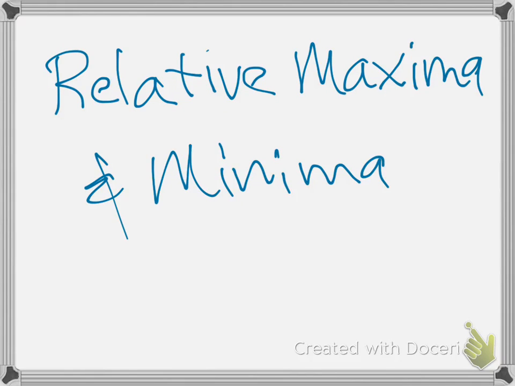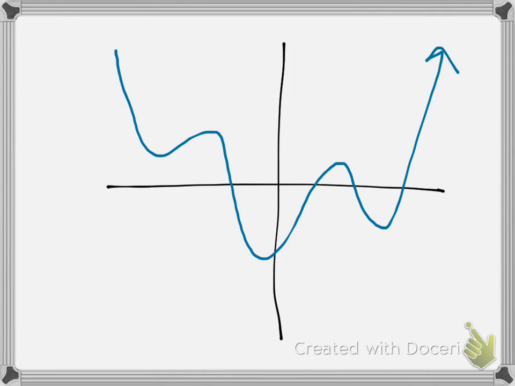The last big idea that we need to talk about for this section is the idea of relative maxima and minima. You can probably guess that maximum and minimum points are just the highest and the lowest points in the graph of your polynomial function. So I'm just going to sketch a polynomial function in here real quick. Let's say it looks something like that.